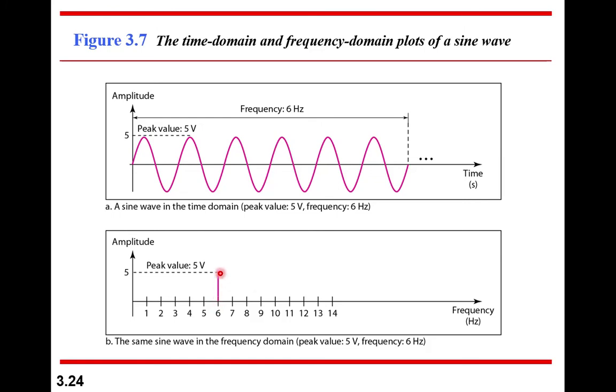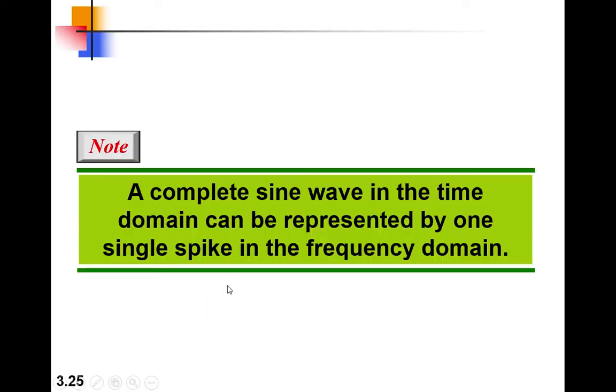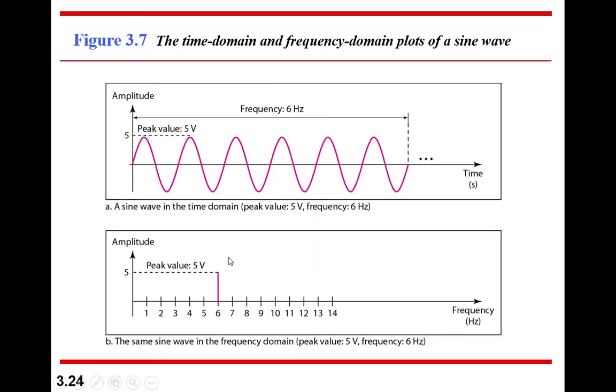It can be represented by just one line in the frequency domain. Okay, so it is much easier. So a complete sine wave in the time domain can be represented by one single spike in the frequency domain, as I have explained. This wave is its representation in the time domain, and this wave is its representation in the frequency domain.